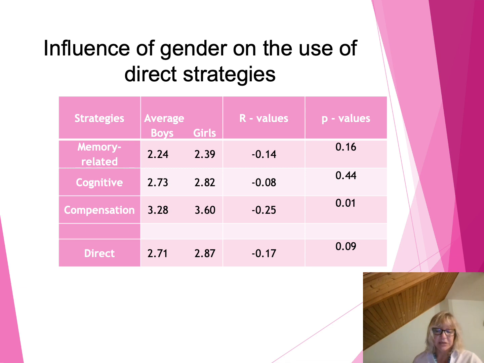As to memory-related, cognitive and compensation types of direct strategies, both boys and girls admit resorting to compensation strategies most often, while memory-related strategies are the least common from their view.